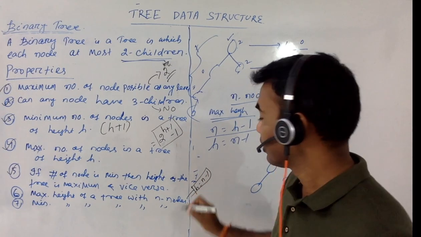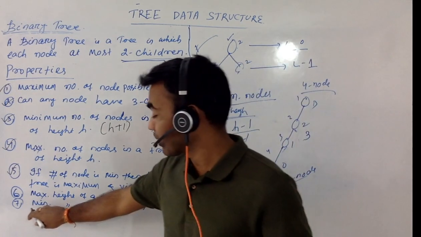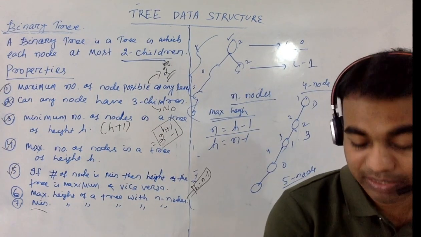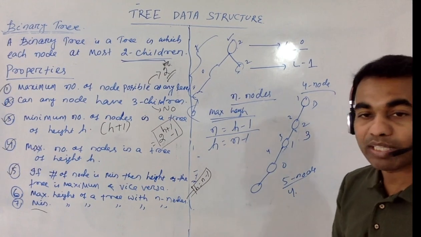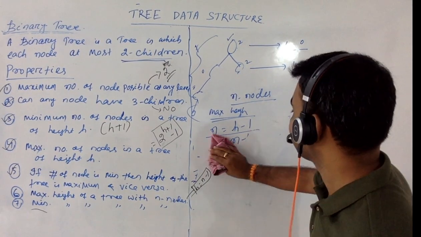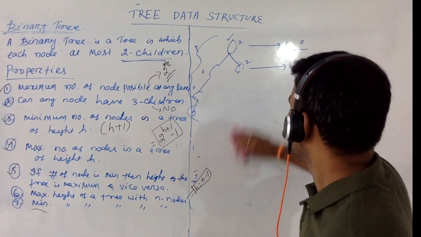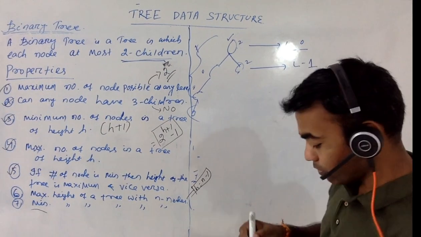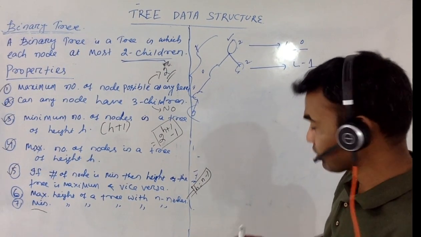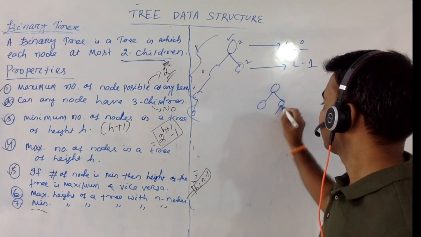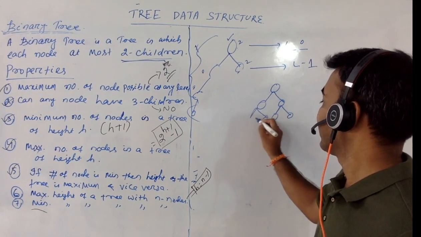Okay, now let's look into number 7, which is the minimum height. That's what they are asking. So how to compute that particular minimum height? You already know this, right? Because the minimum height will be formed when all the nodes are full. So like this is the minimum height with n nodes.